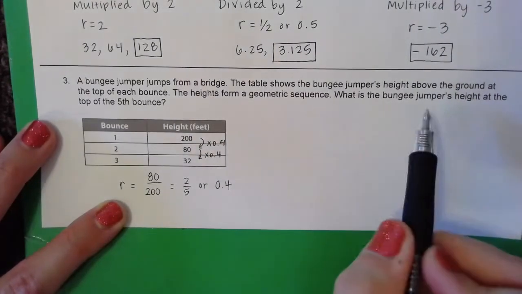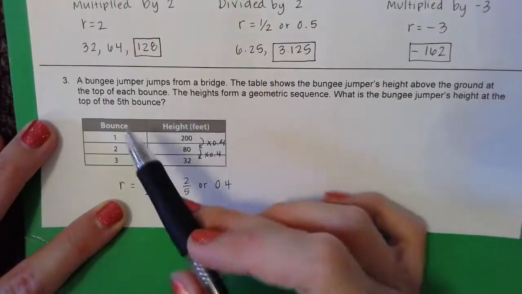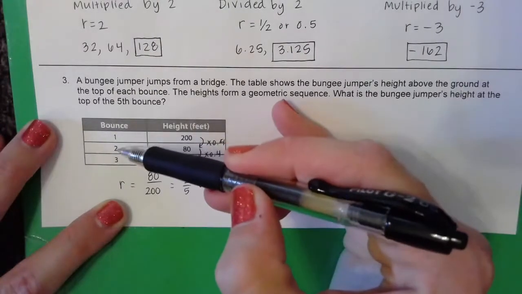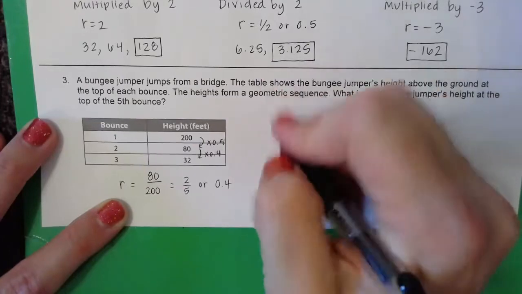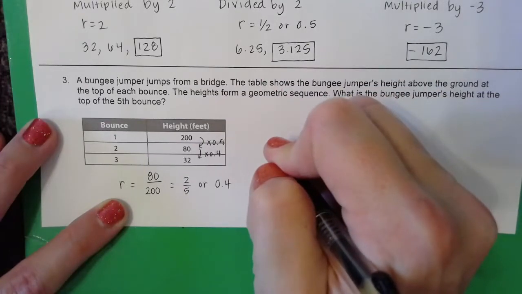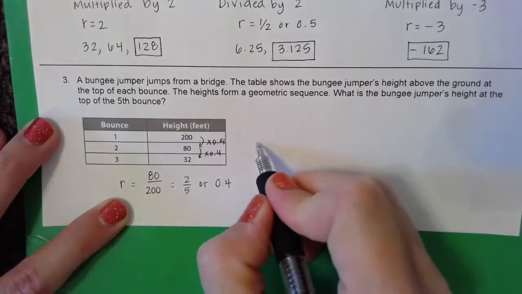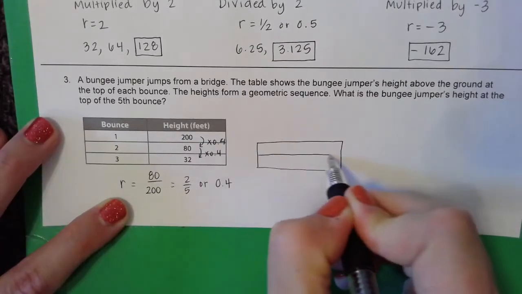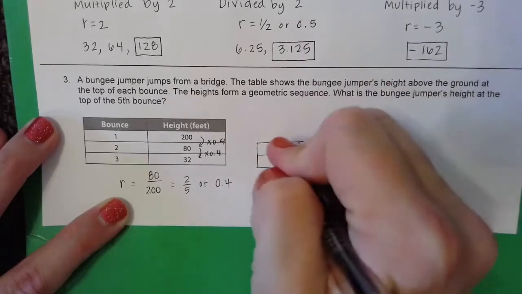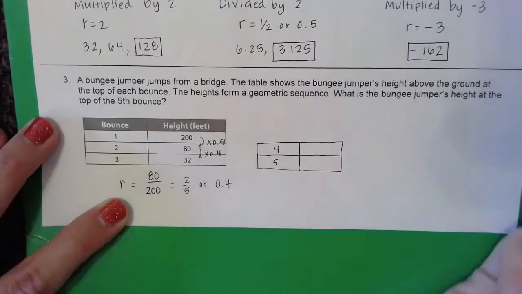They want us to figure out what the bungee jumper's height is at the top of the 5th bounce. So the table did the first bounce, the second bounce, and the third bounce. To figure out the 5th bounce, we have to figure out the 4th bounce first. So it's kind of like we're going to make 2 extra rows in our table that weren't provided for us. We need to figure out the 4th one to figure out the 5th one.